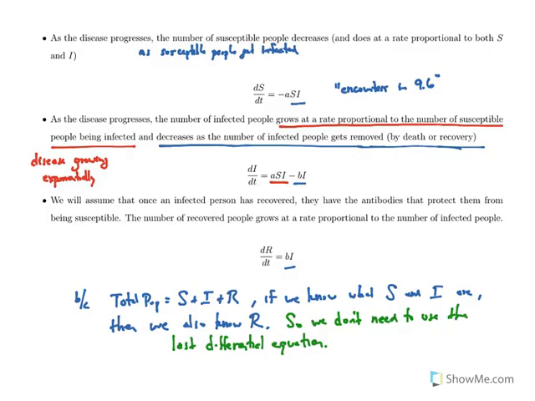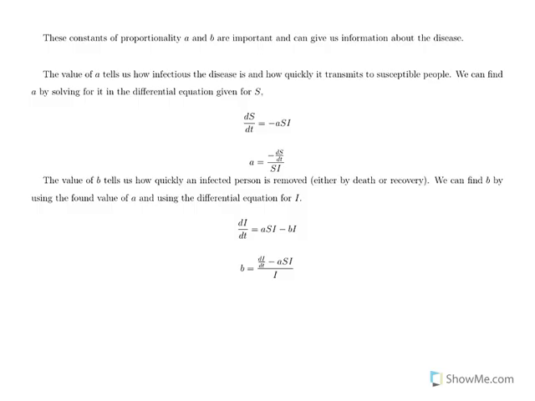All right, so now let's talk about what we can do with those differential equations. The first is that we can look at these constants of proportionality, A and B, as they give us important information about the disease. So the first one is the value of A, and that tells us how infectious the disease is, how quickly it's going to transmit to susceptible people. We can find A by solving the differential equation. We have dS/dt equals negative ASI.